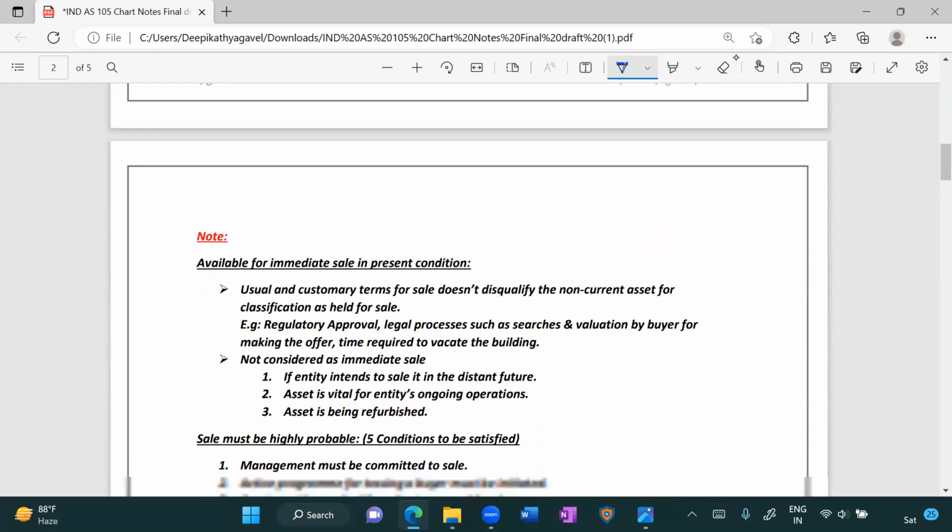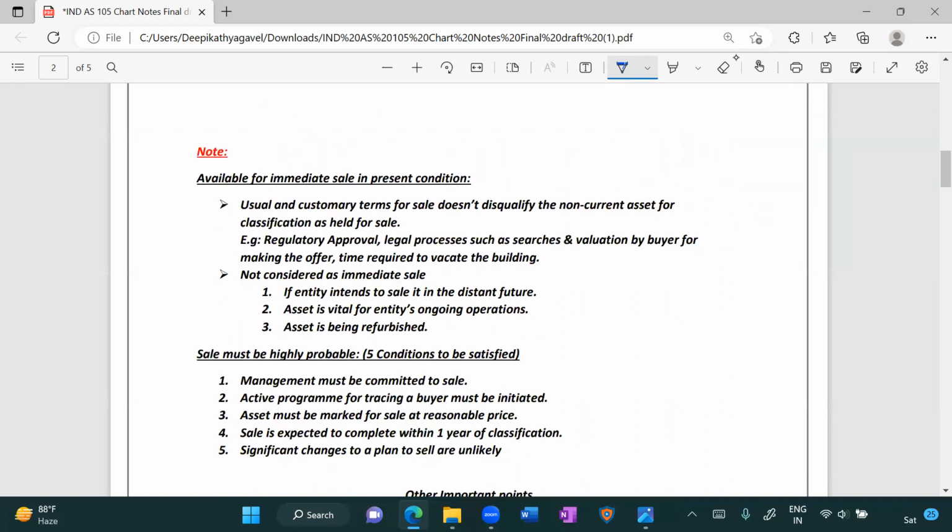Now let's see some important things related to that. The first condition says what? Available for immediate sale in its present condition. The first point that you need to understand is that if there are any terms which are customary or usual to the sale, then because of those terms, you will not disqualify this asset as a non-current asset held for sale.